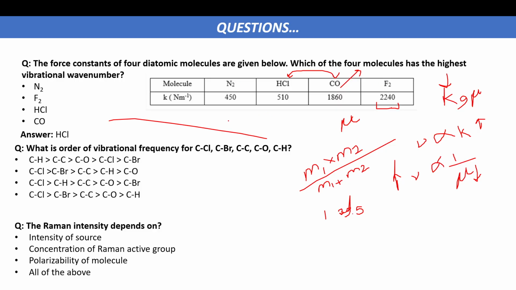So just calculate the reduced mass, and after solving, you will see that whichever has the lower reduced mass will have the highest vibrational wave number. So the correct answer will be HCl.